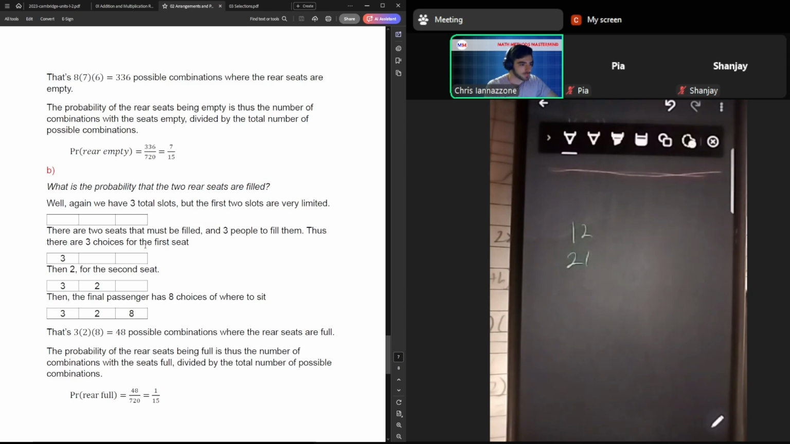So what you have is, what did I say here? If you think about the first 2 positions here, those are going to be a stand-in for those 2 rear seats. So there's 3 potential passengers that could go in the first rear seat, then 2 potential passengers for that second rear seat. We started with 3 passengers, 2 of them are going in those rear seats. Then, because there's no more rear seats left, the final passenger has the 8 remaining choices available.